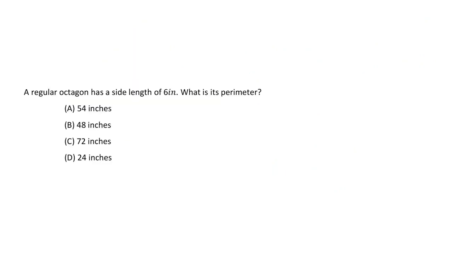A regular octagon has a side length of 6 inches. What is its perimeter? Our choices are A, 54 inches, B, 48 inches, C, 72 inches, and D, 24 inches. Let's first look at the keywords again. We're thinking about a regular octagon, they've given the side length of 6 inches, and they want to know what is the perimeter.